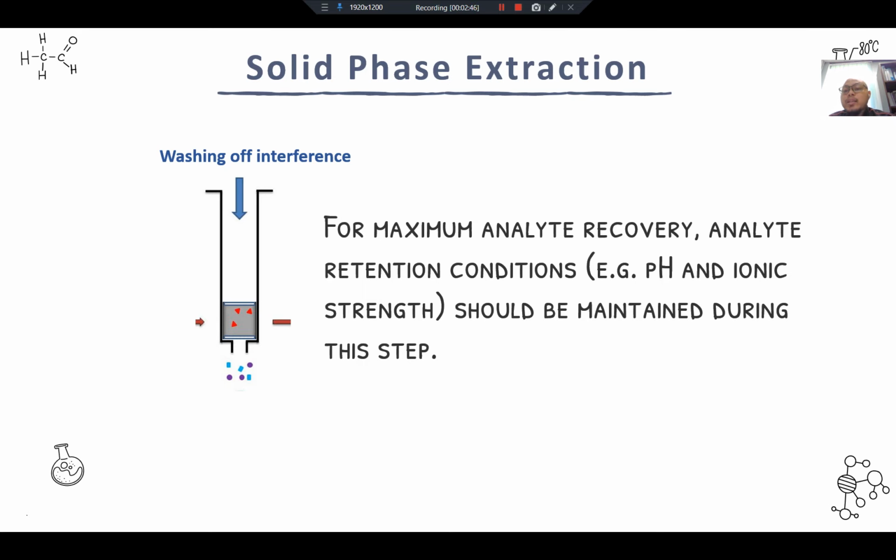Same goes with polarity. Kita tak nak wash guna terlalu polar solvent until we remove all of our analyte of interest. Let's say for example our analyte is polar. Kalau analyte kita non polar, jangan guna solvent yang terlalu non polar. So we want to avoid the loss of targeted analyte, and also we want to remove as much impurities as we can.